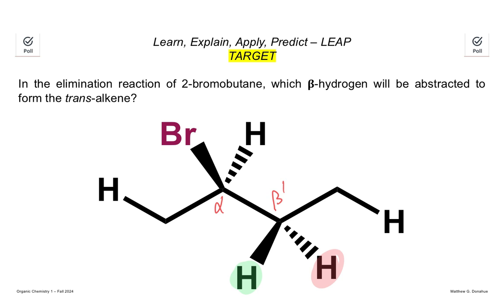So now with the green and the red, the question is asking you which one of those is going to get abstracted to form the trans alkene. So the red one.